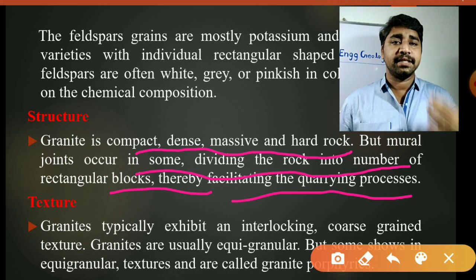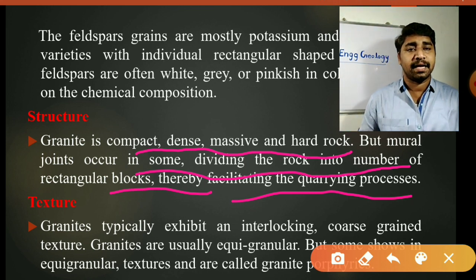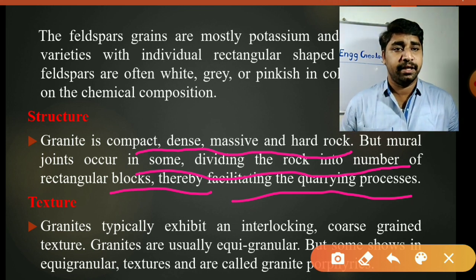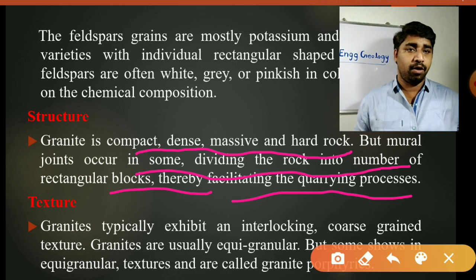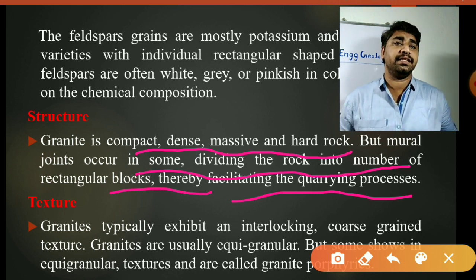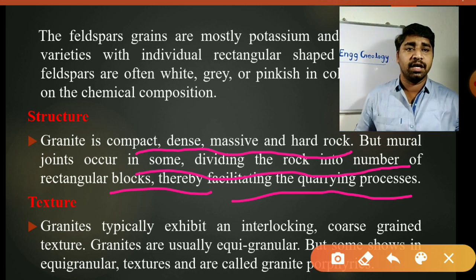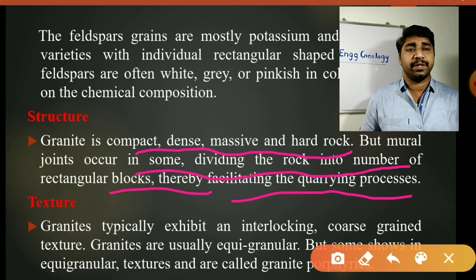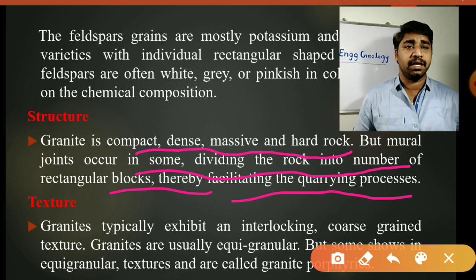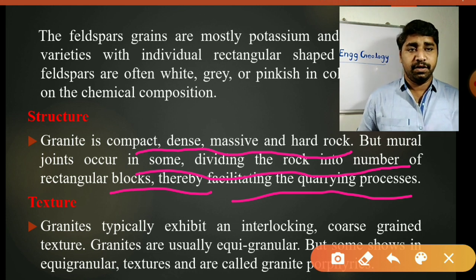So this granite is available in compact, dense, massive and hard nature, but mural joints occur in some, dividing the rock into a number of rectangular blocks. So when we are giving pressure, these mural joints are going to get developed in the body of the rock, which are useful here for quarrying purpose. For easy quarrying, these are very useful.